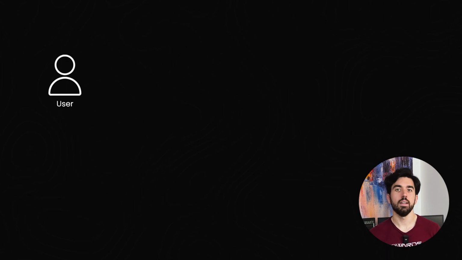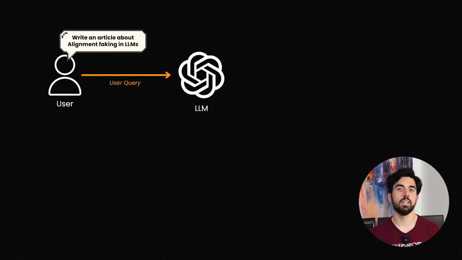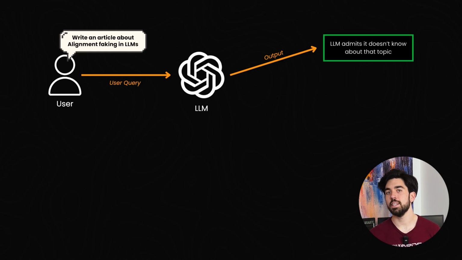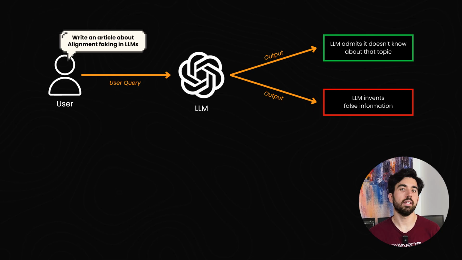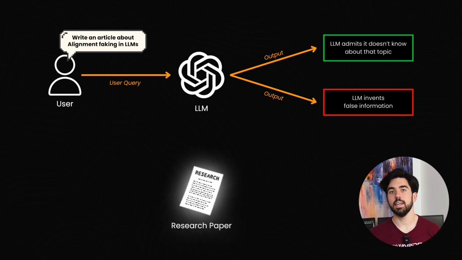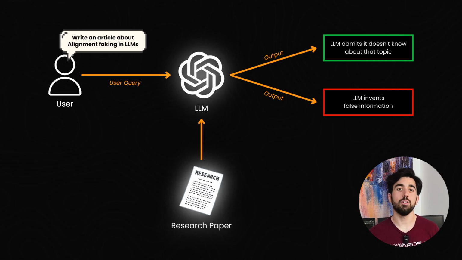On the other hand, if you want to write about the latest neural network paper from last week, in the best case, the LLM will say that it doesn't know about that topic. And in the worst case, it will invent information. In this case, it's better to provide the latest neural network paper to the LLM so that it can leverage its ability to write to answer your question.